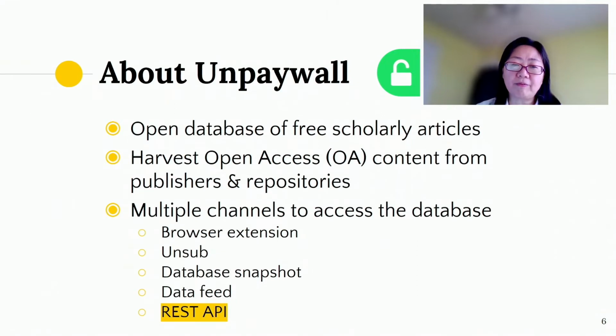Well, Unpaywall, an open database of free scholarly publications, harvests OA content from publishers and repositories. It offers more details about OA status of publications, such as OA modes, best OA version, and best OA host. It also offers multiple channels for people to access their database. In our project, we use the REST API.